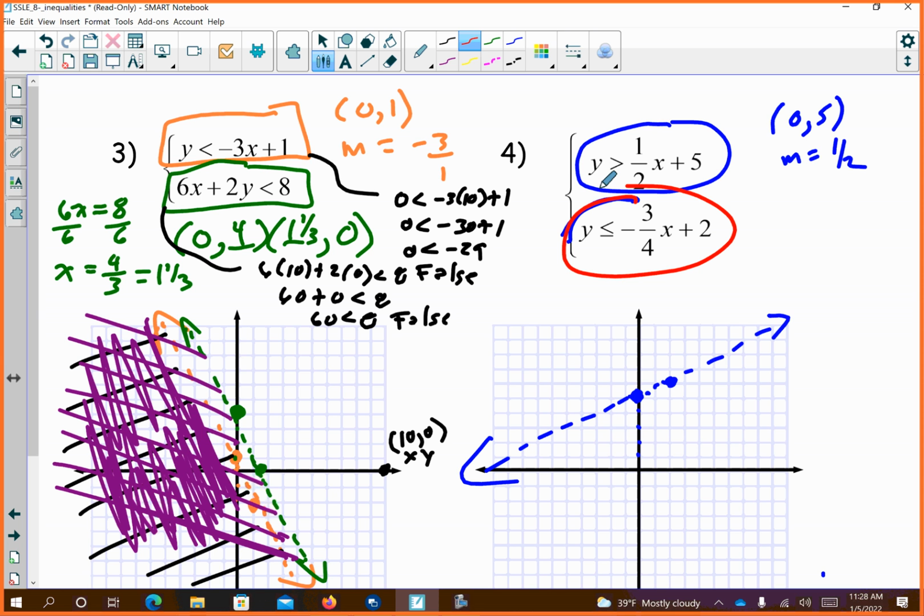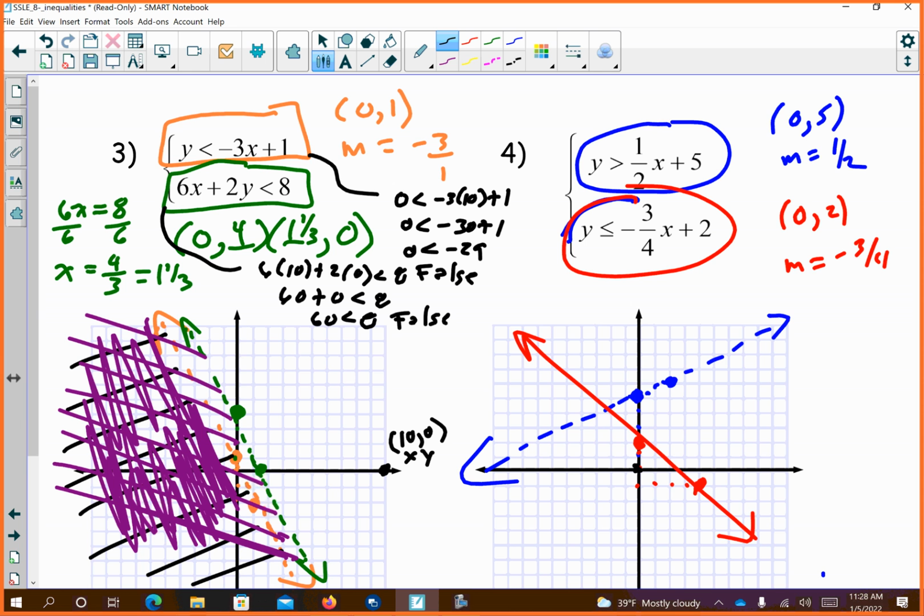What's my y-intercept of this red one? You can confirm. Y-intercept's what? 0, 2. Slope is what? Negative 3/4. So 1, 2, 3, right. 1, 2, 3, 4. Solid or dotted? 0, 0 still going to work for us? Yeah, I feel pretty comfortable it's down there.